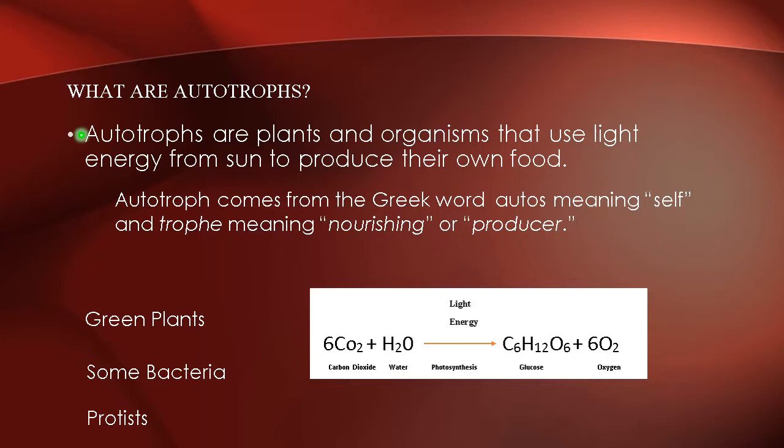Here you see in this equation, carbon dioxide is taken from the environment, and water is taken via the root. So green plants produce glucose in the presence of carbon dioxide and water. They make glucose by using sunlight, and oxygen is released in this process. This process is known as photosynthesis.